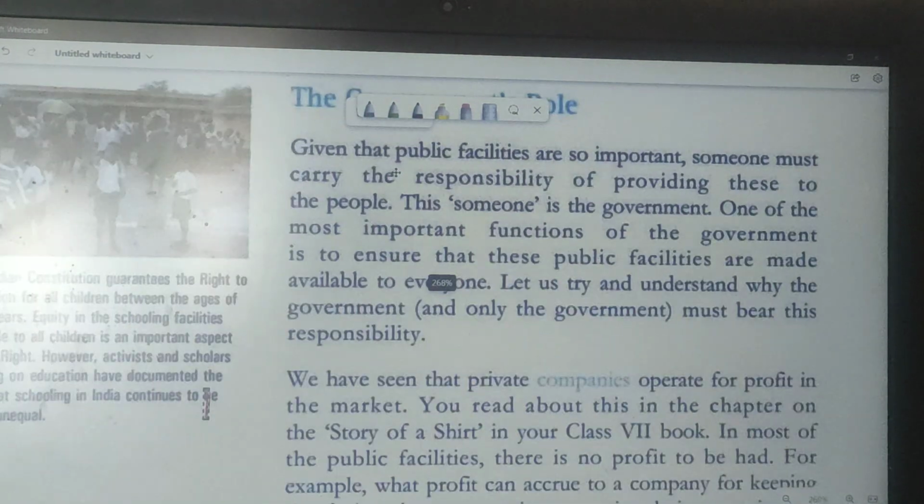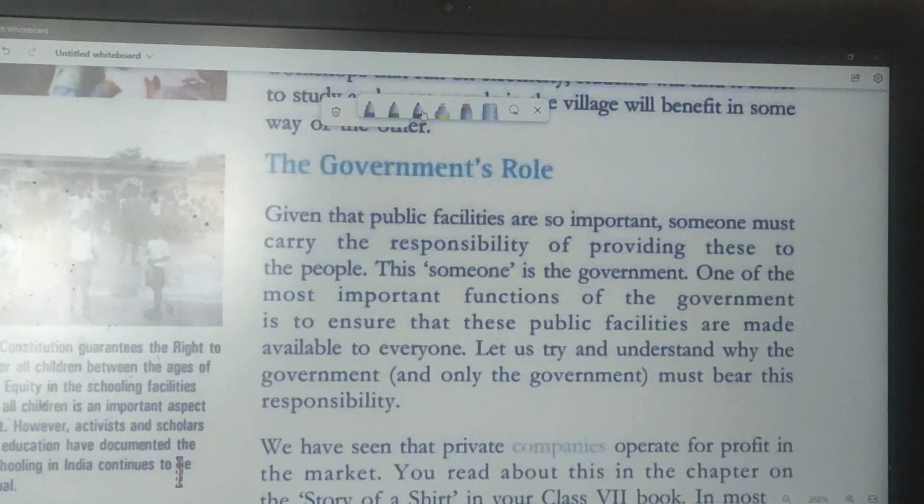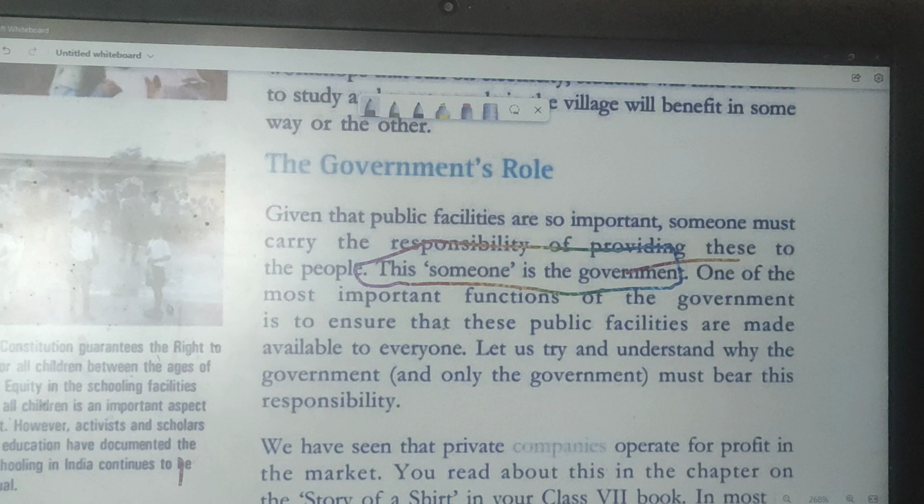Government's role. Given that public facilities are so important, someone must carry the responsibility of providing these to the people. This someone is the government. One of the most important functions of the government is to ensure that these public facilities are made available to everyone. Let us try and understand why the government and only the government must bear this responsibility.